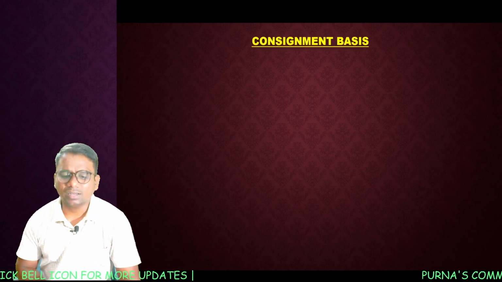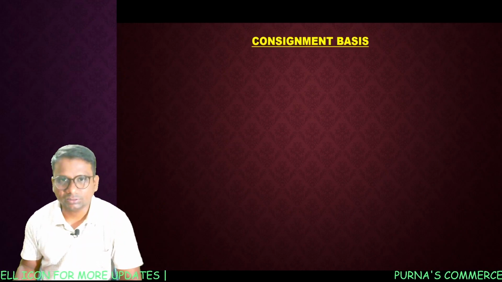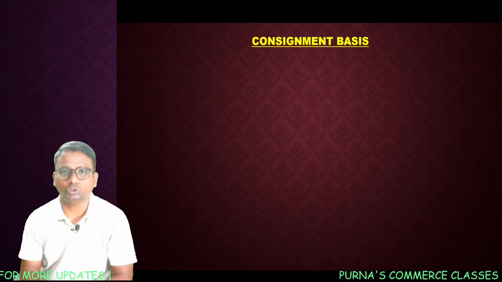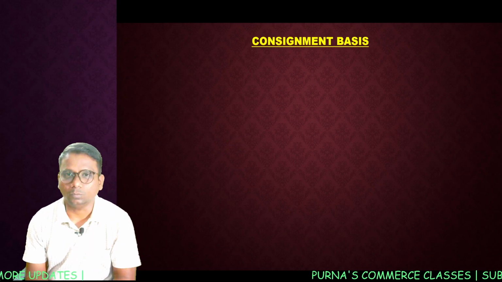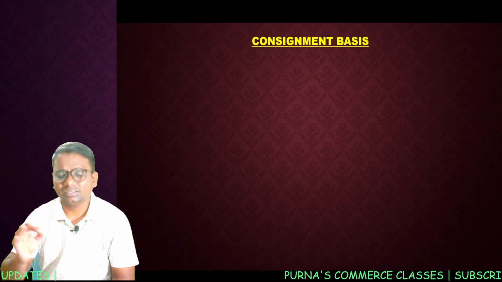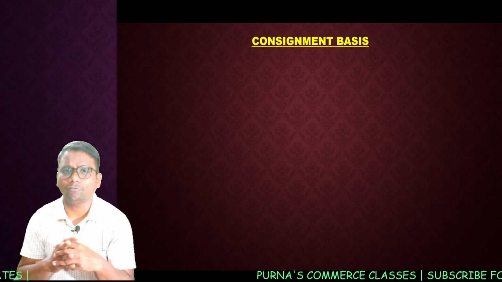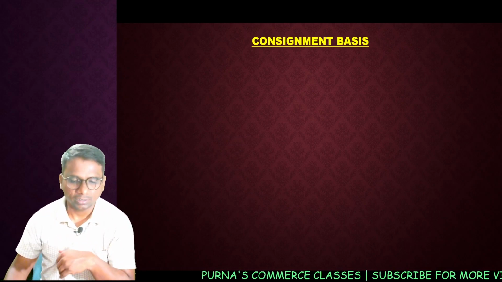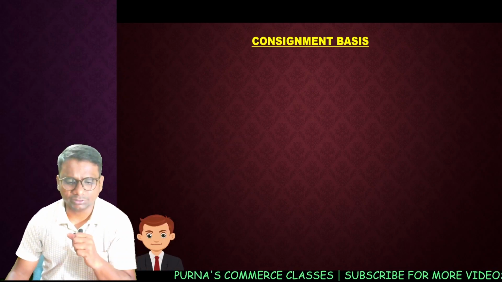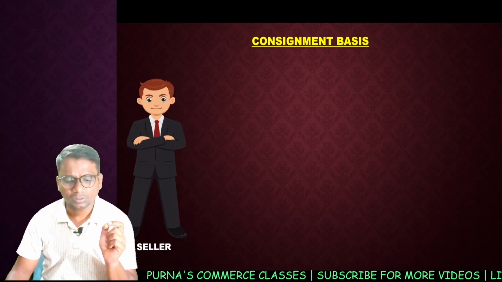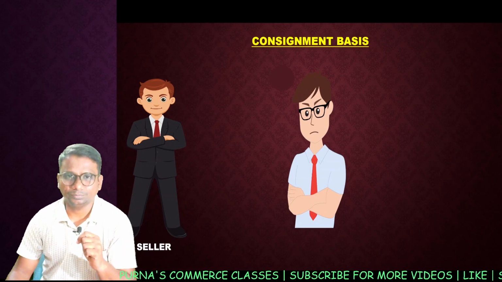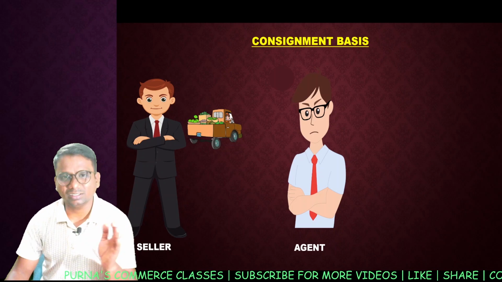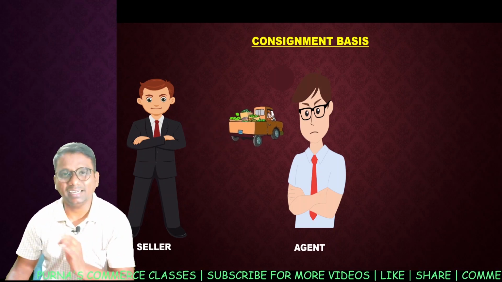Next up, we have another system called consignment basis. See, all these possibilities are for selling of goods to the customers. Yes or no? Do remember. Next, see, the seller is always in search of many ways to sell the goods. Under consignment basis, what happens? Seller appoints one person as his agent. So here, seller sends goods to his agent first.